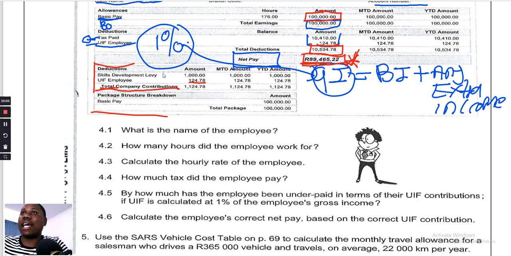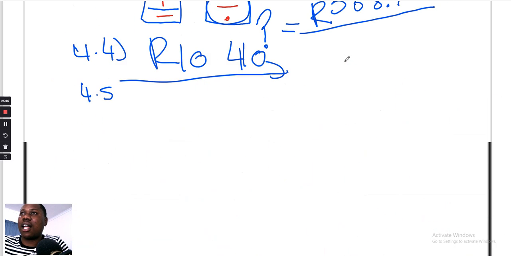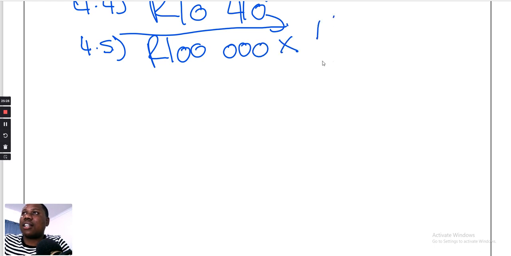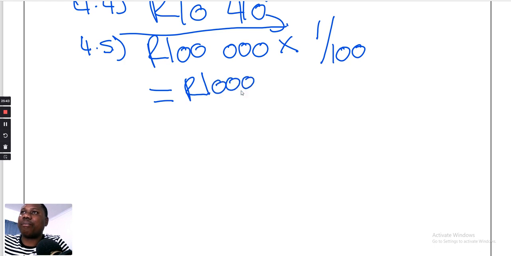Let's check how much is going to be the UIF. According to what I said, UIF is calculated as 1% of the gross income. If you check our gross income there, it was 100,000. So we're going to say 100,000 multiplied by 1/100. And how much do we get? The answer is 1,000. Meaning that this is the correct UIF.